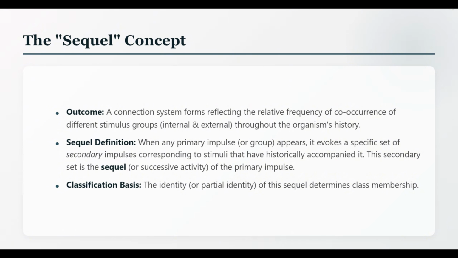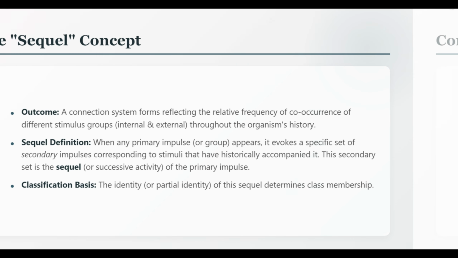Seeing a red traffic light doesn't just mean red, it automatically brings up thoughts of stopping, maybe the sound of brakes, the feeling of the brake pedal, etc. That whole package is the sequel of the red light impulse. And it's the identity of this sequel that puts different primary impulses into the same class. If seeing red brings up the same sequel as hearing a specific warning tone, they might be classified similarly.